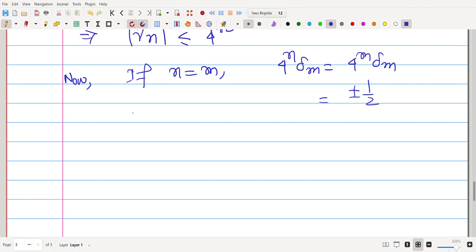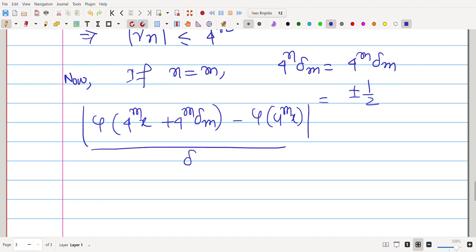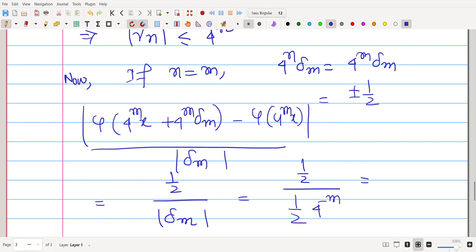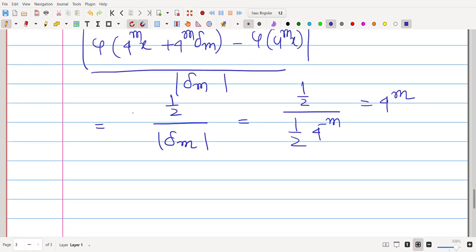Okay, so phi of 4^m x plus 4^m delta m minus phi of 4^m x, this modulus divided by delta m, is basically given by half, and this is delta m, which is the same as half divided by, sorry, it is mod half times 4^(-m)... which is equal to 4^m. Okay, that means the modulus of gamma n is 4^m.